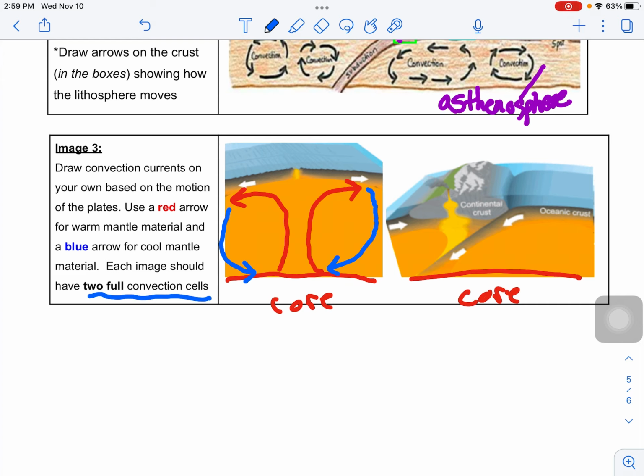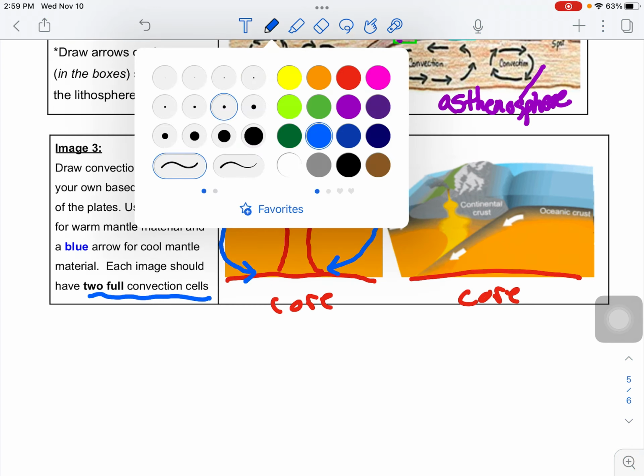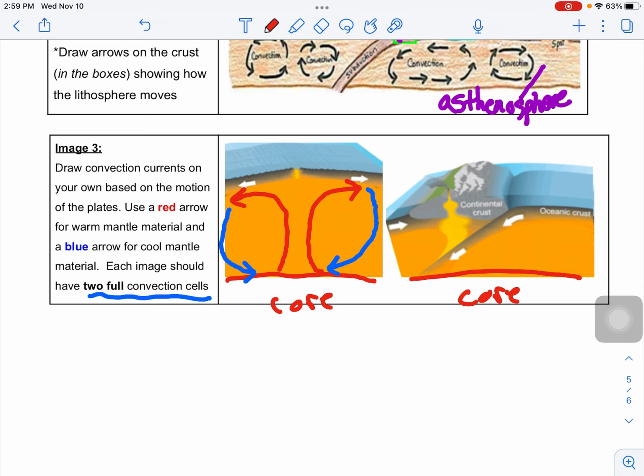Okay, now let's take a look at the next one. Okay, so here I have one plate moving to the right, this plate colliding with it, and it looks like this plate is being subducted or going underneath the other one. So let's put in our convection cells for those. I should have 2 full convection cells. So I know that this material must be rising and curving to the right. And as it cools, it's going to sink back down.